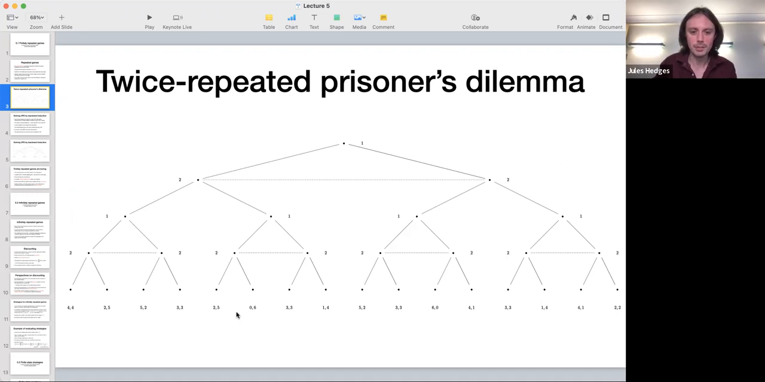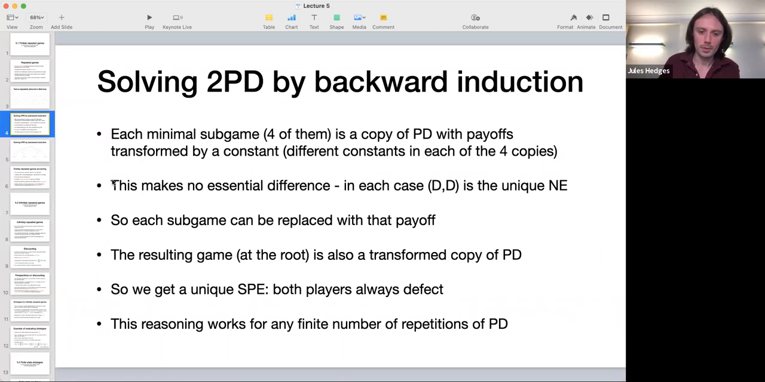And it's the same thing here. So in each of these cases, we've taken prisoner's dilemma and we've added constants to each of the players' payoffs. It's a different constant for each of these subgames, but within each subgame, it is just a transformed copy of the prisoner's dilemma. So in every case, it turns out that we have a unique Nash equilibrium, which is in every case defect-defect. So what that means is that we can do backward induction. We can replace each of these four subgames with the payoff resulting from defect-defect.